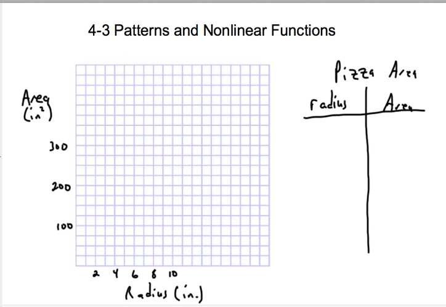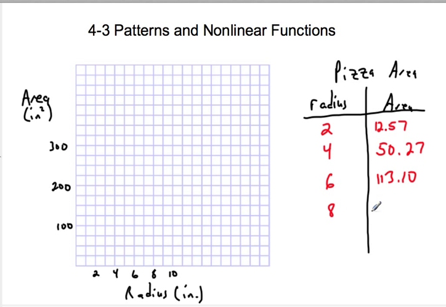So, in the first graph, we're going to talk about the radius of a pizza compared to its area, or how big the area is going to be based on the radius. So, let's say you have a radius of 2 inches for a pizza. Its area is going to be about 12.5 square inches. If your pizza's radius is 4, the area is going to be about 50 square inches. If the radius is 6, it'll be about 113 square inches.